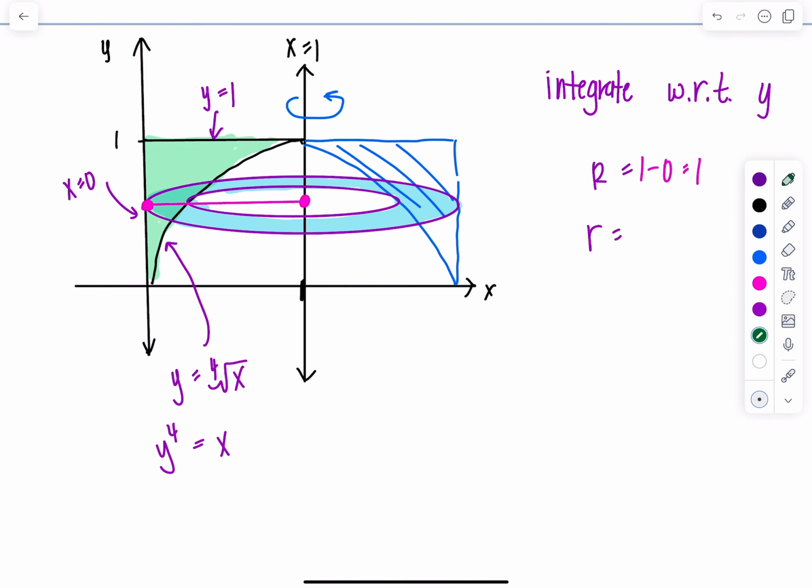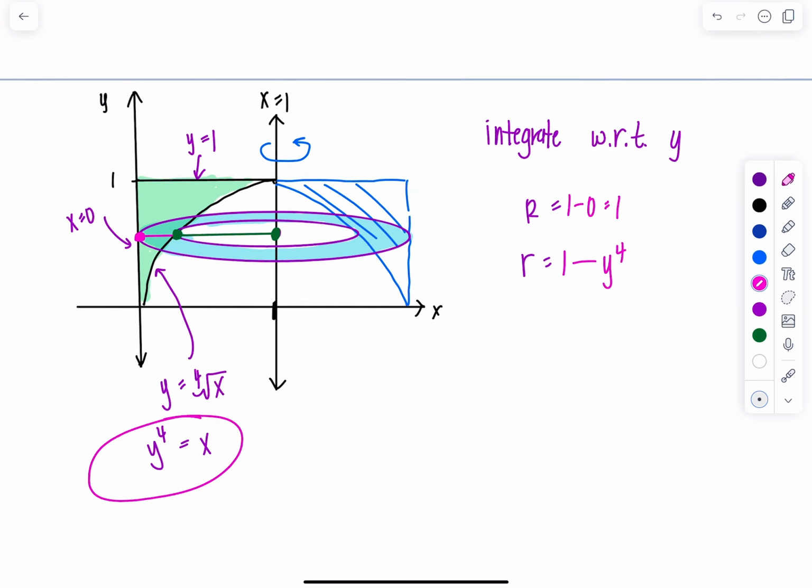Now let's move on to the inner radius. Inner radius goes from axis of revolution to the inside edge, right here. Again, right minus left, right minus left. So what's bounding it on the right? x equals 1, minus what's bounding it on the left, x equals y to the 4th. How are we doing? Got it?